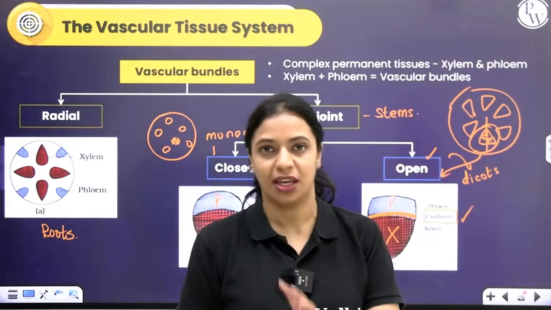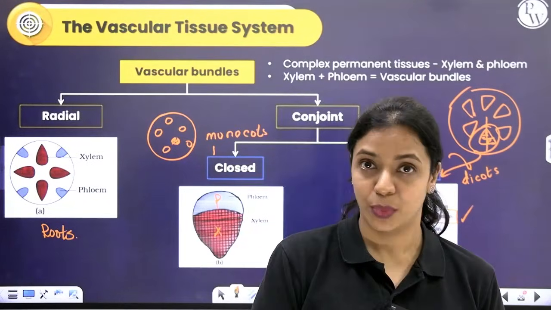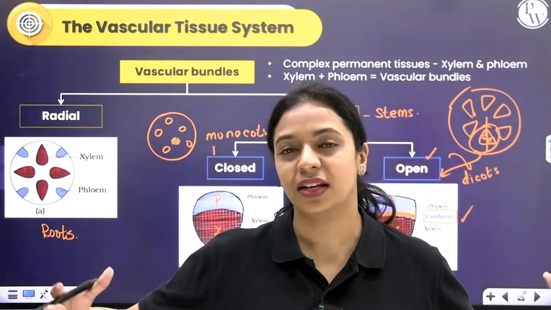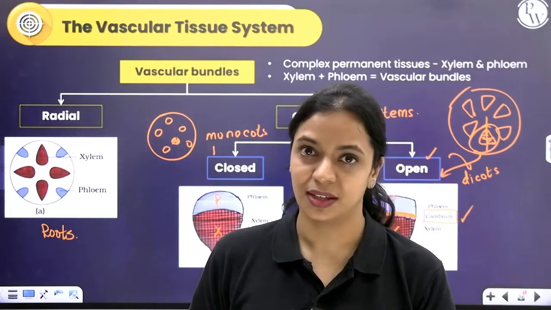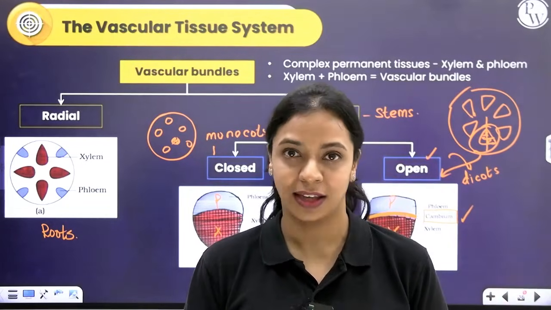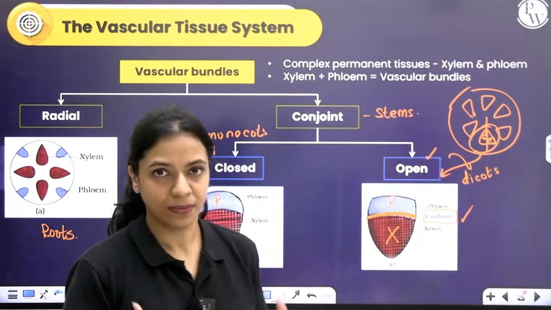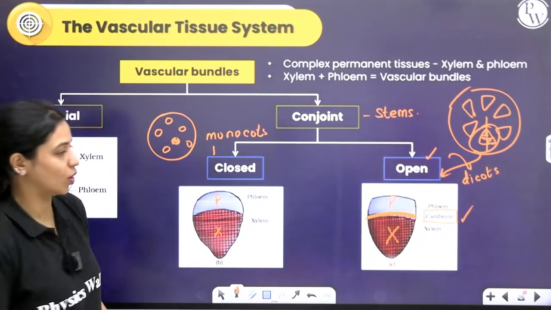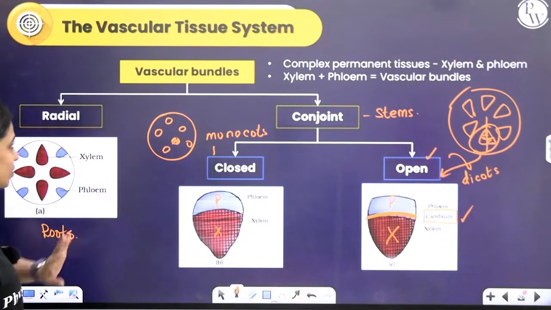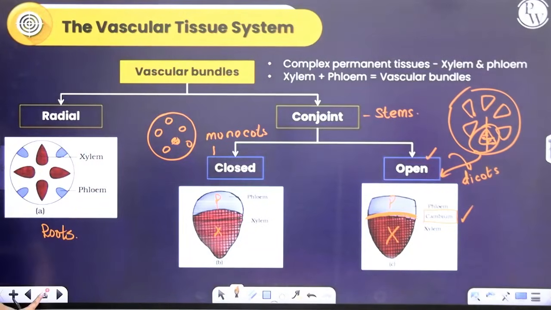Think about sugarcane, maize, rice, bamboo. The stem does not increase in girth like banyan and mango tree, right? That is because they lack cambium. Without cambium, secondary growth or increase in girth cannot happen. Okay, so that's about the different types of vascular tissues.